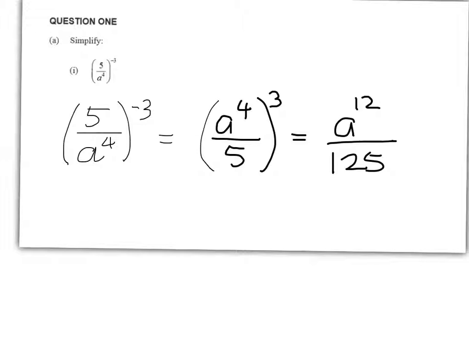Remember that when I've got a variable here, I multiply my powers. When I've got a number down here to the power, I do the powering. I do 5 to the power of 3. So that's a little achieved question. Nice warm-up.